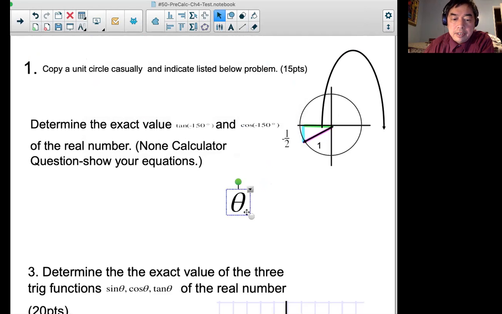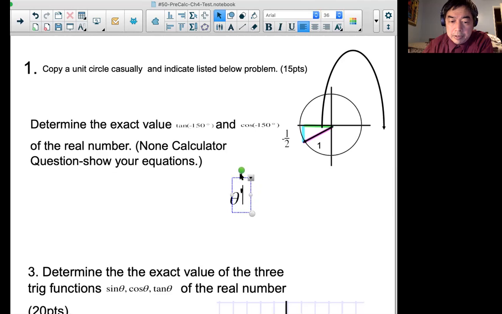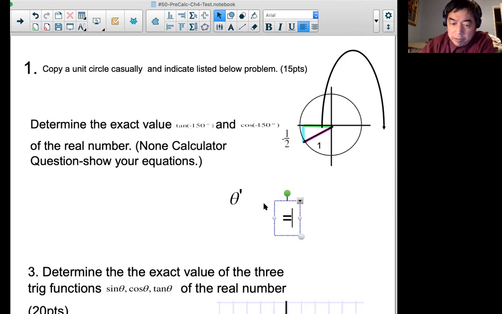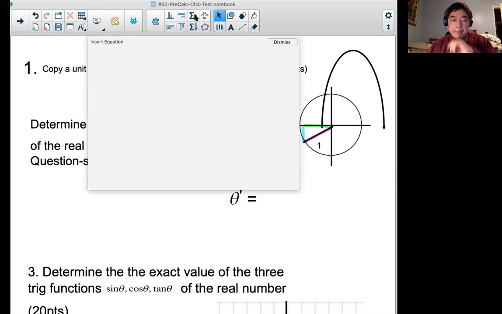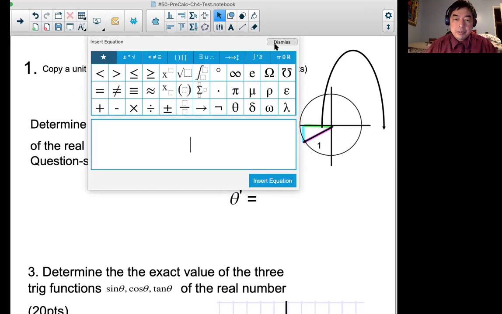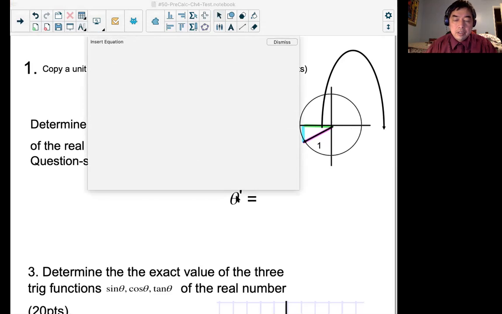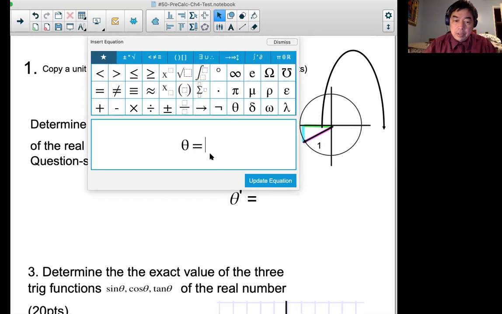So theta prime is the reference angle. What is the degree if this is negative 150 degrees? The leftover is 180 minus 150, so this must be 30 degrees. So the reference angle is 30 degrees. Theta prime equals 30 degrees.